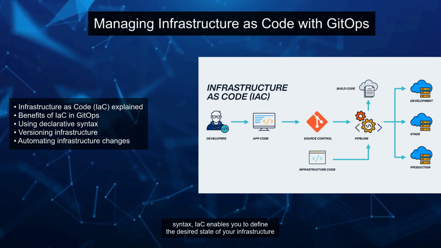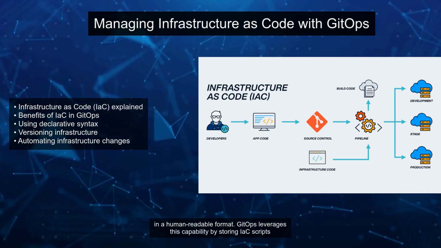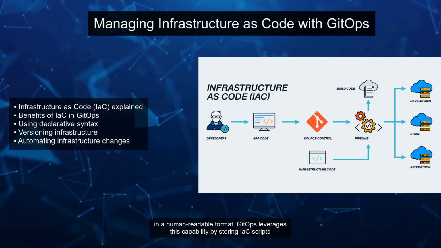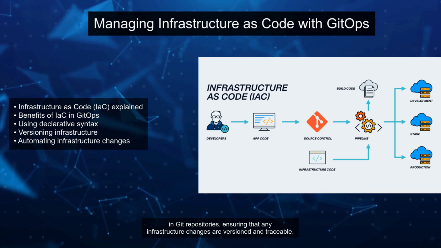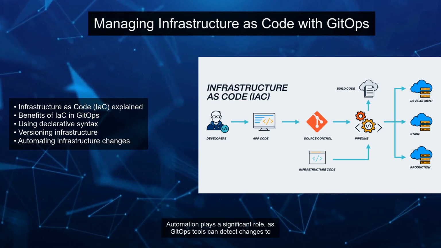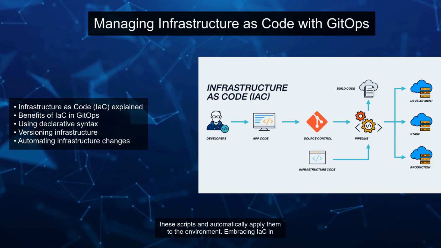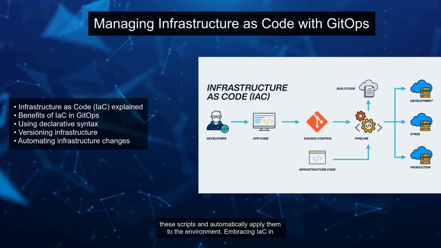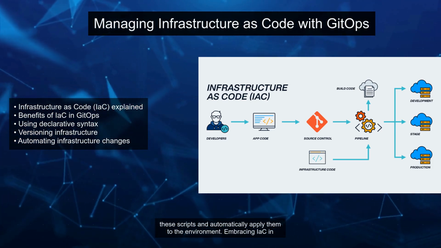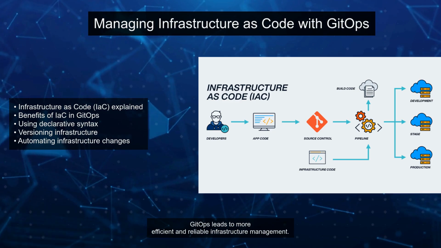By using declarative syntax, IAC enables you to define the desired state of your infrastructure in a human-readable format. GitOps leverages this capability by storing IAC scripts in Git repositories, ensuring that any infrastructure changes are versioned and traceable. Automation plays a significant role, as GitOps tools can detect changes to these scripts and automatically apply them to the environment. Embracing IAC in GitOps leads to more efficient and reliable infrastructure management.